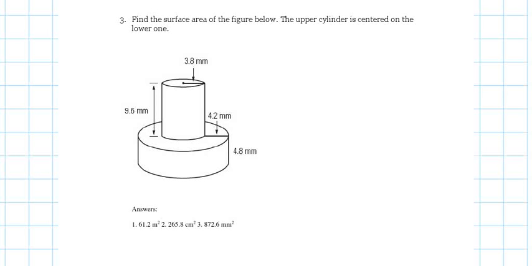This question is from your homework. It's asking you to find the surface area of the figure below. The upper cylinder is centered on the lower one. So if I'm looking at this picture, right, I see the following.